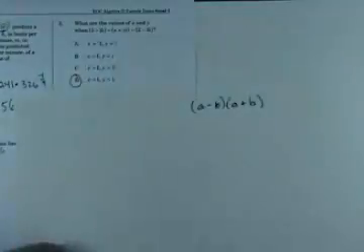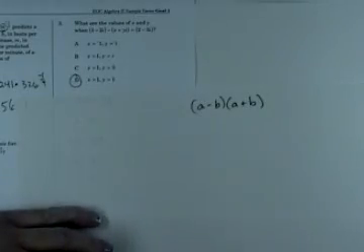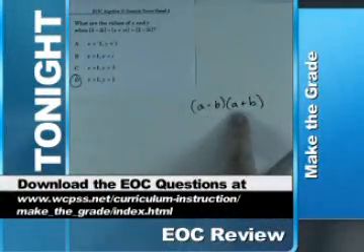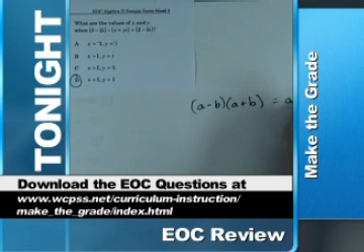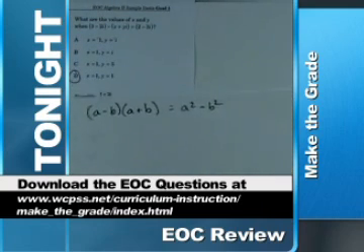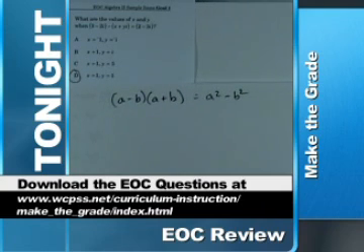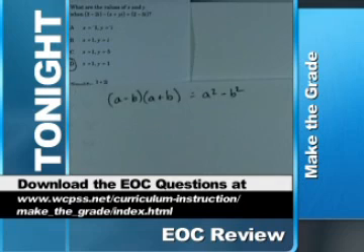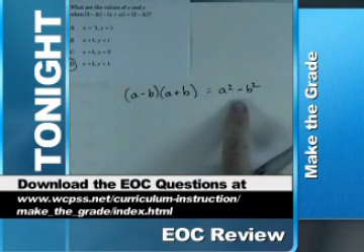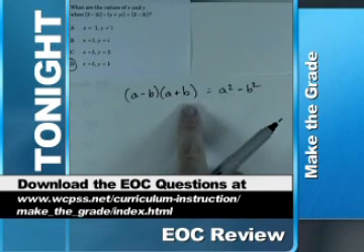If I have A minus B times A plus B, you've seen that pattern with the difference of two perfect squares. If I was to FOIL this out and multiply it, I would be left with A squared minus B squared. Okay? So you'd be left with A squared minus B squared. You need to remember this pattern because what does this do? This eliminates the center term.